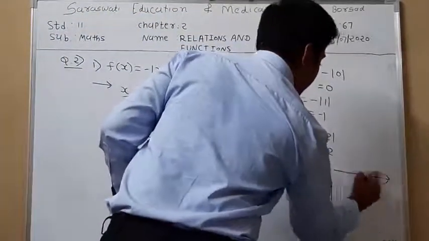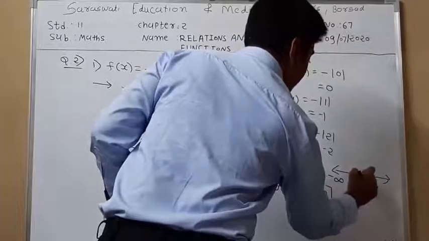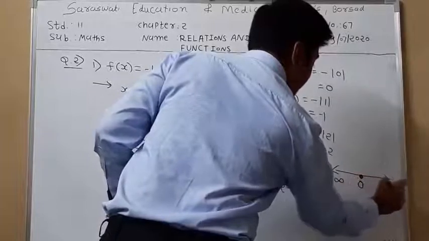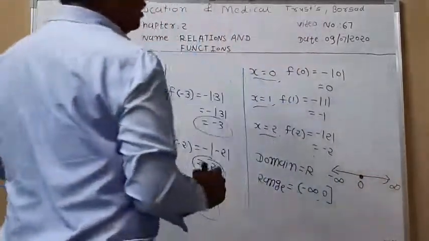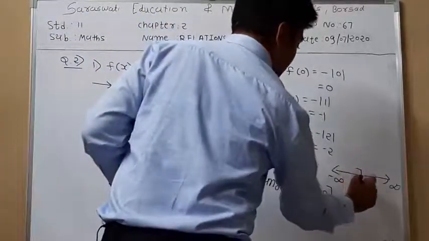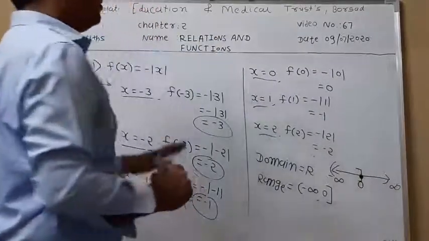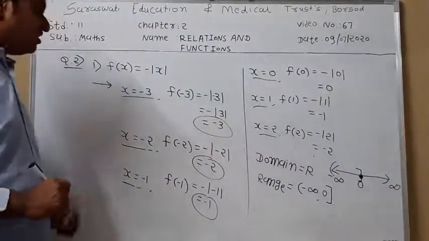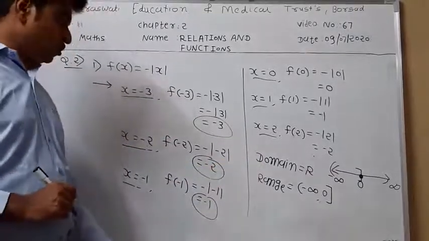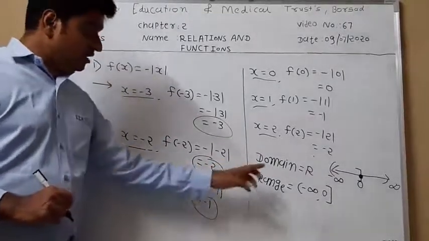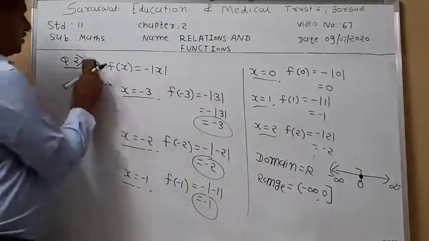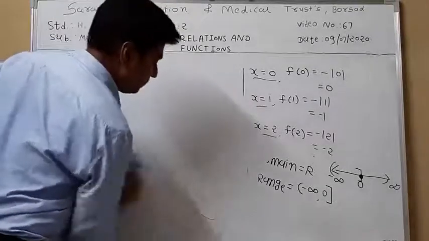That means our range is like, here 0 is present, right? Here the position of 0 is present, here infinity form is present. Now all these values lying between this portion, close interval 0 to open interval infinity. So our answer is domain is R and range is open-close interval minus infinity to 0. Clear? Next question.